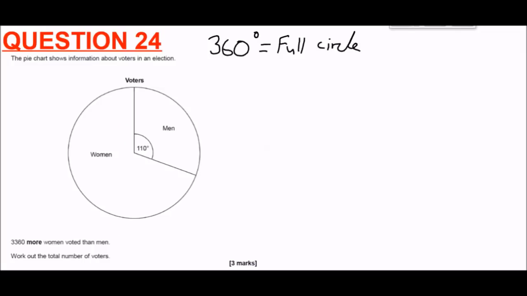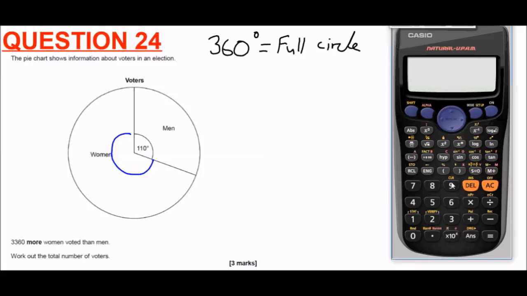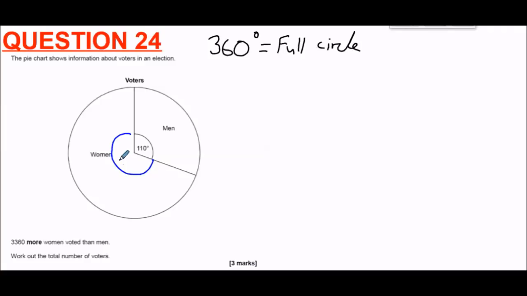So just having a look at this question, the pie chart, if there's 360 degrees in the full circle and 110 degrees is what's represented by the men, all the rest will be for women. So all of this altogether will be 360. So the angle representing the women will be 360 subtract 110. And so 360 take away 110 is 250 degrees. So for women, the total angle is 250 degrees.